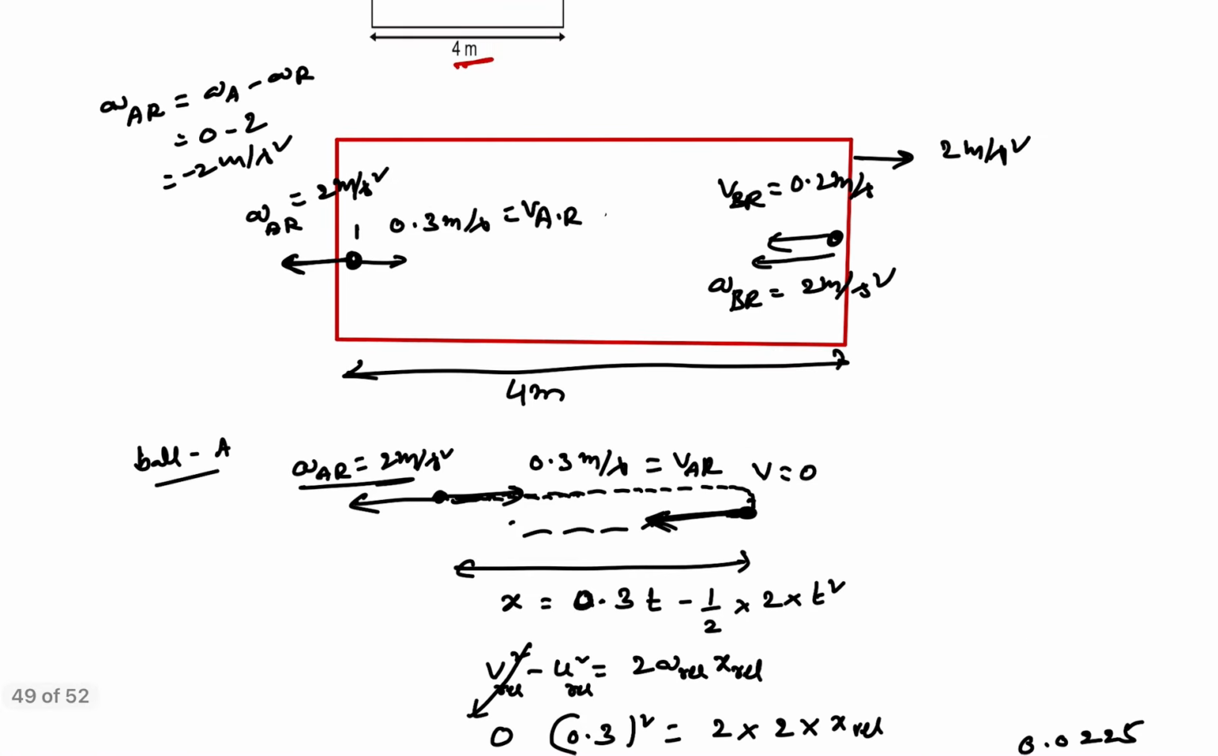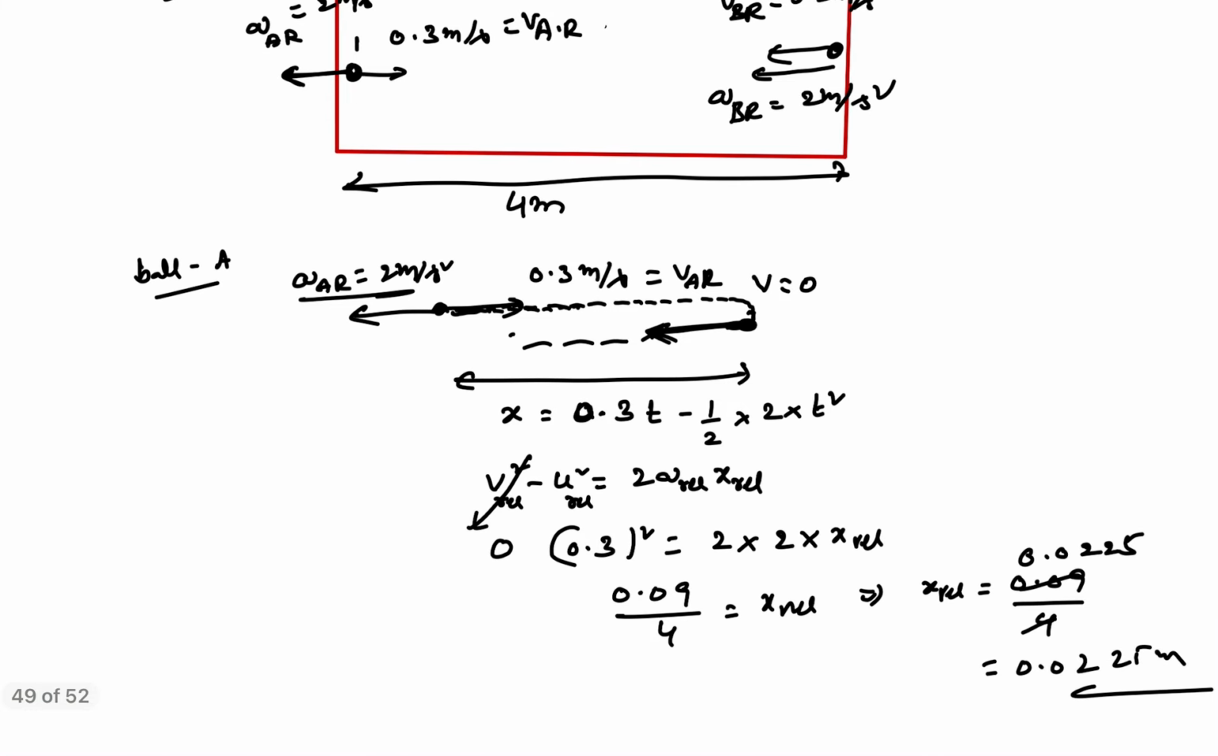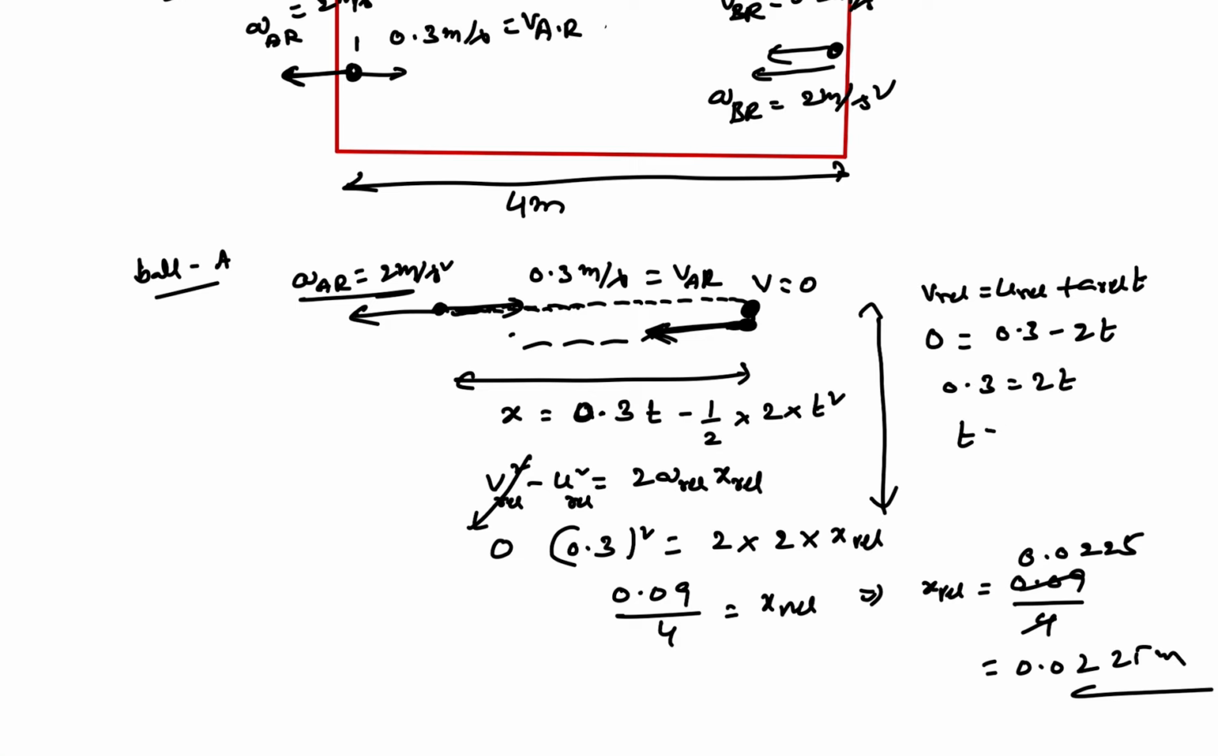This is very less only actually. You can see here this distance whatever it is traveling is very less only. Or if you don't want this relation, we can see when it comes to rest also you can calculate if you want to. You can see v relative value is equal to u relative plus a relative into t. We can write v relative is 0, u relative value is 0.3 minus 2 into t. We can write 0.3 is equal to 2 into t. So t is equal to 0.3 divided by 2. We can get 0.15 seconds. In 0.15 seconds only the ball is coming to rest.